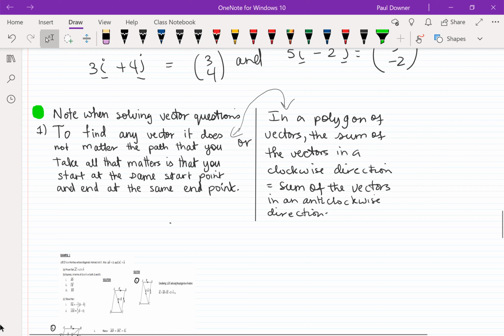Okay, and I'll show you that in the example question that is coming up. In the textbook, they have it in this way. They say in a polygon of vectors, which means a number of vectors connected to one another, the sum of the vectors in a clockwise direction is equal to the sum of the vectors in an anti-clockwise direction. So this is the textbook, and this is me explaining it in a different way.